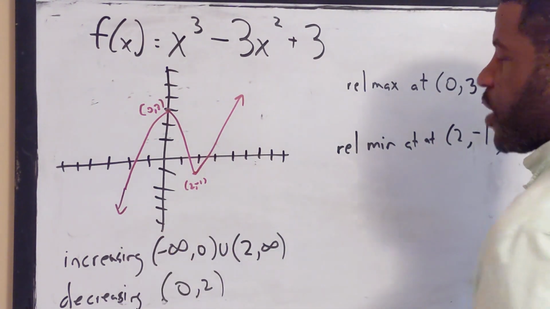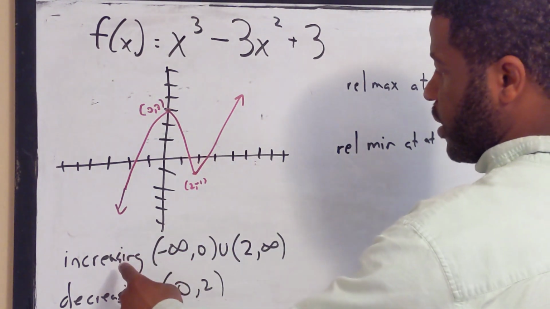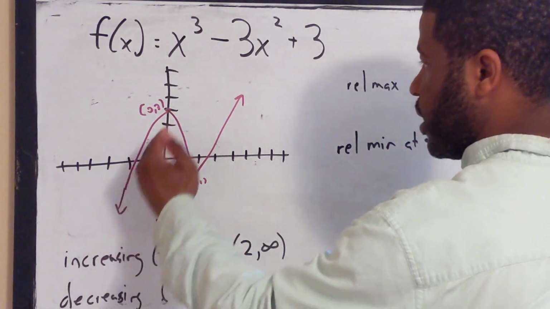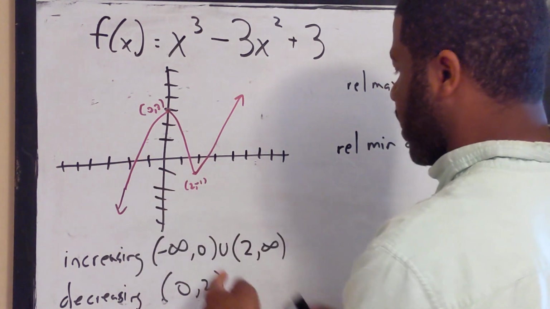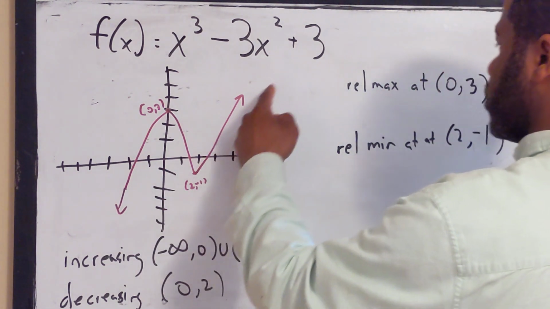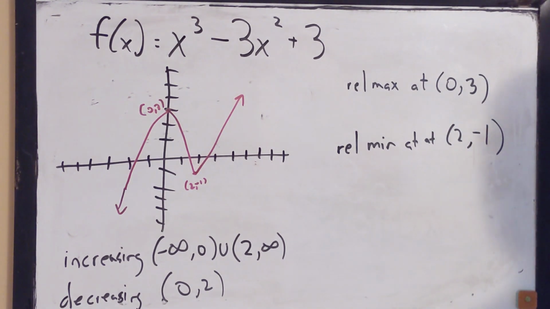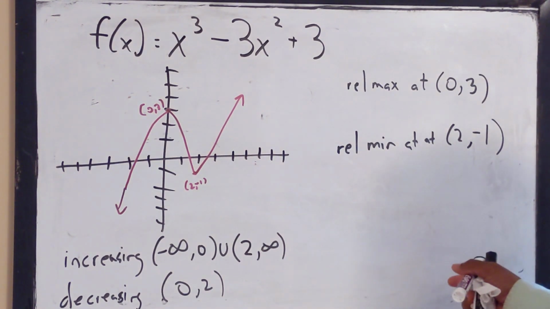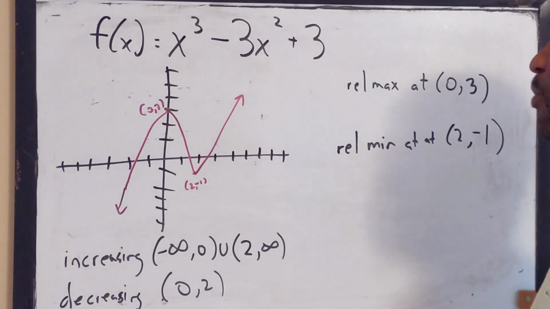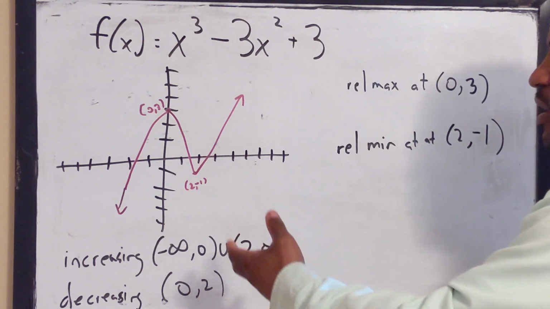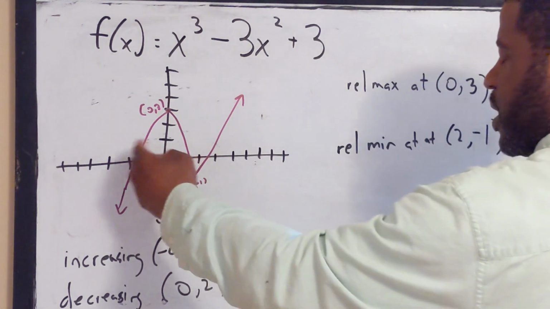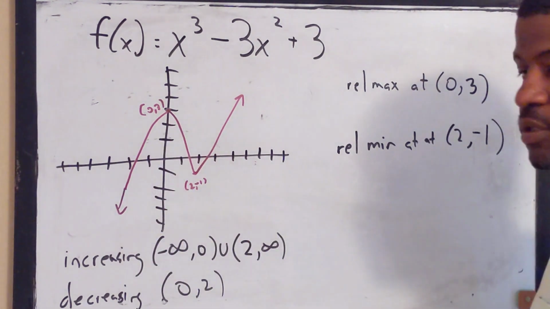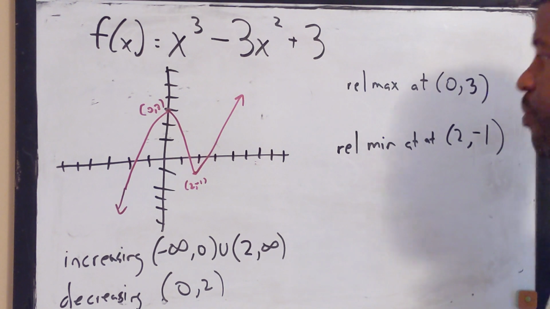So look, the graph will not lie. It's increasing from negative infinity up to 0. It's decreasing from 0 to 2. And then it's increasing again from 2 to infinity. So that's how we find our relative maximum and minimum. Like I said, so we have a good rough sketch. A graphing calculator, checking it will give you the exact x-intercepts, but everything else is right on the money. And this is good too.